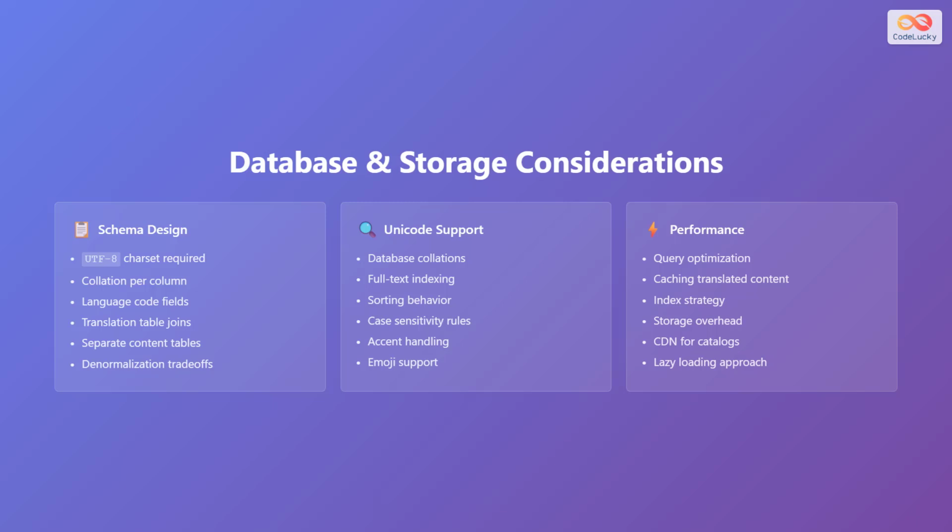Your database layer requires careful planning for multilingual content. Schema design must use UTF-8 charset throughout, with collation rules specified per column. You'll typically have language code fields and separate translation tables that join with your main content. Unicode support includes proper database collations, full text indexing that respects language rules, and handling of sorting behavior, accent sensitivity, and even emoji support.